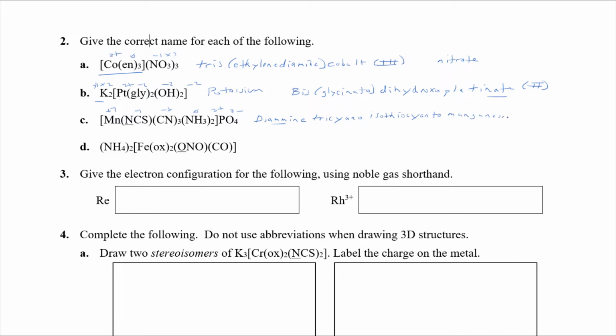Manganese, and the oxidation state, which is really high. If I can write Roman numerals today, that would be nice. There we go, there's my 7. And then finally, the counterion, which I don't have room over here, so I'll put it down here. It's going to be phosphate. So that's a mouthful: diamine, tricyano, isothiocyanato, manganese 7, phosphate.